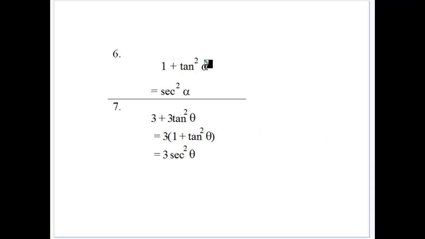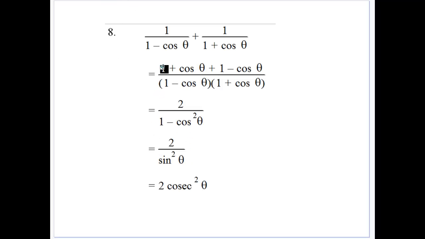1 plus tan squared alpha equals secant squared alpha. So again, we're remembering our relationships. This time we've got a 3 plus 3 tan squared alpha. A lot of these ones, be prepared to factorize. So get a 3 out, and we get 1 plus tan squared alpha, and the 1 plus tan squared alpha is equal to sec squared alpha. So that's not too bad once we factorized.